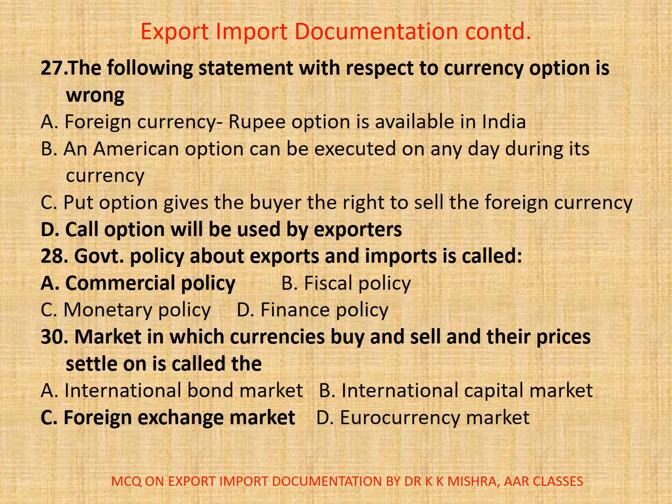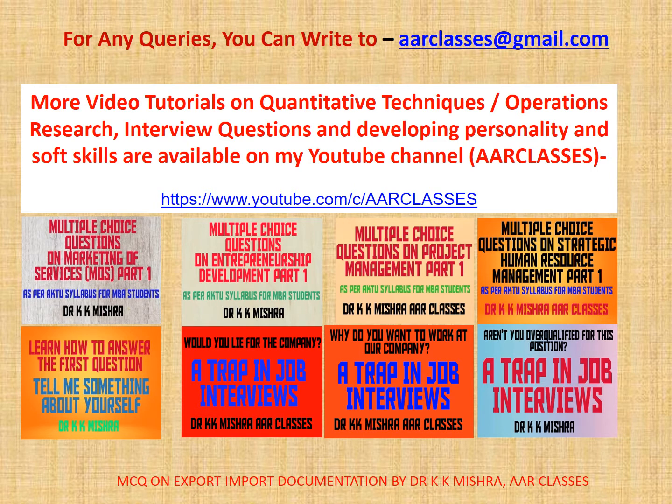27. The following statement with respect to currency option is wrong. So here call option will be used by exporters. So correct option is D. Government policy about exports and imports is called commercial policy. These are some repeated questions. Market in which currencies buy and sell and their prices settle on is called the, here correct option is C, foreign exchange market.